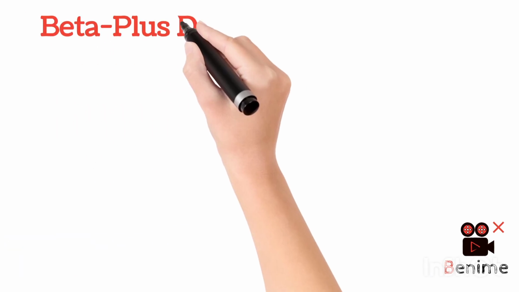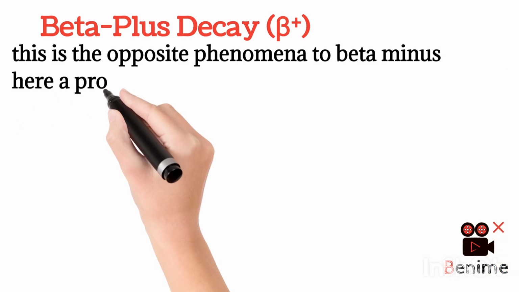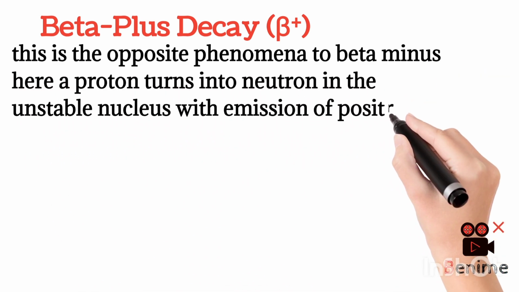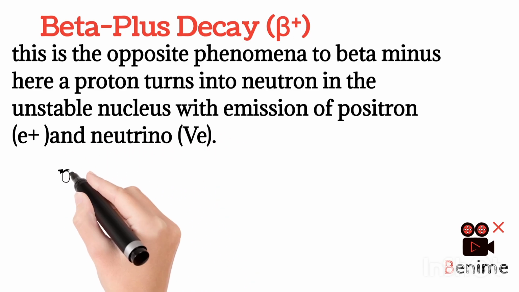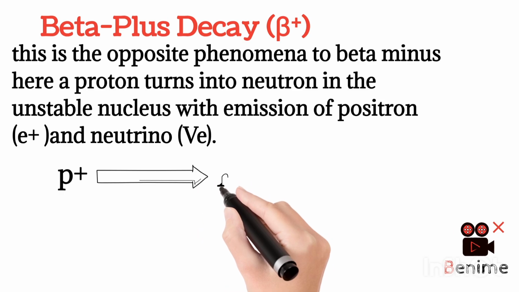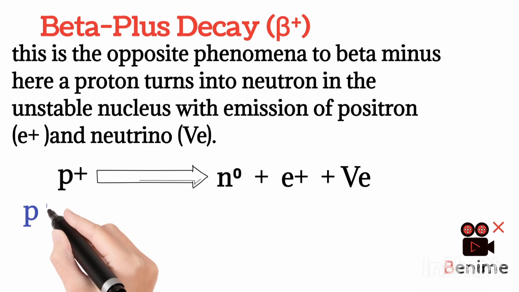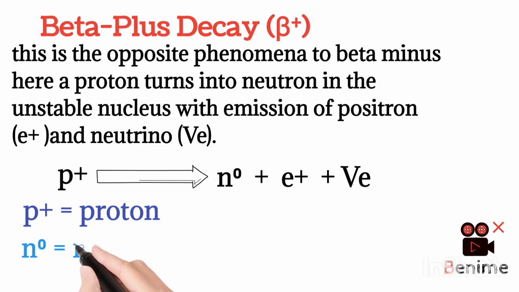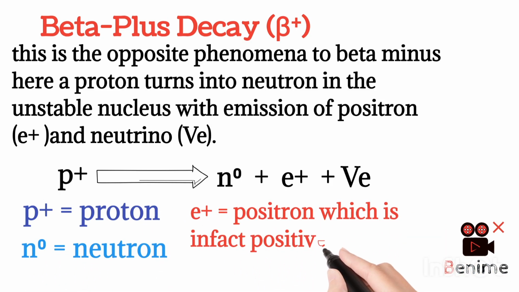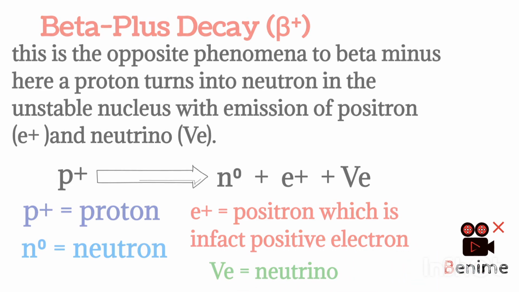It is not always a neutron transformed into a proton. Sometimes, a proton turns into a neutron with the emission of a positron and neutrino. This phenomenon is called beta plus decay. A relation is shown with an arrow where a proton turns into a neutron, plus a positron, plus a neutrino. A positron is a positive electron, whereas a neutrino is its antiparticle.